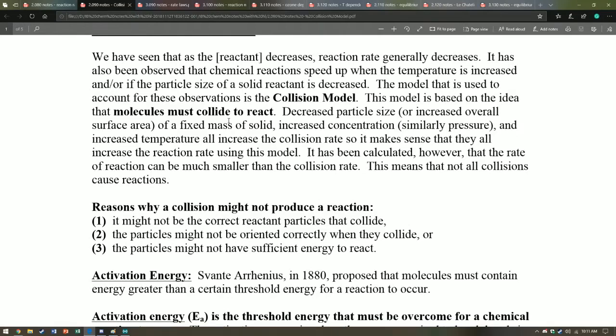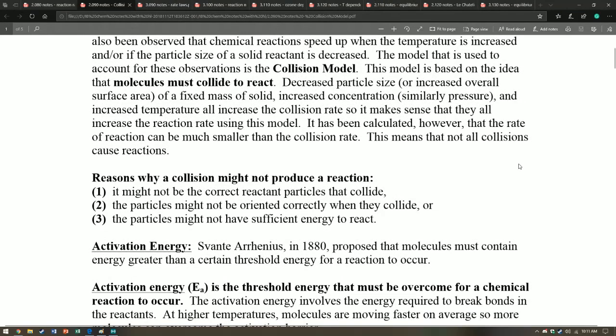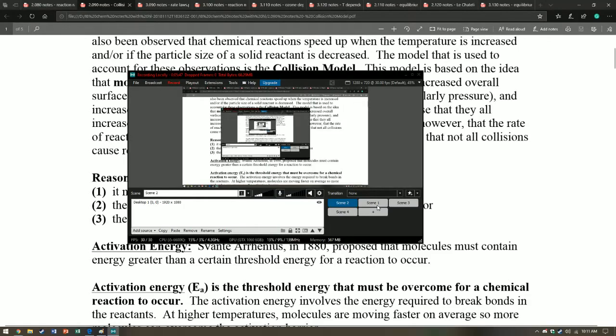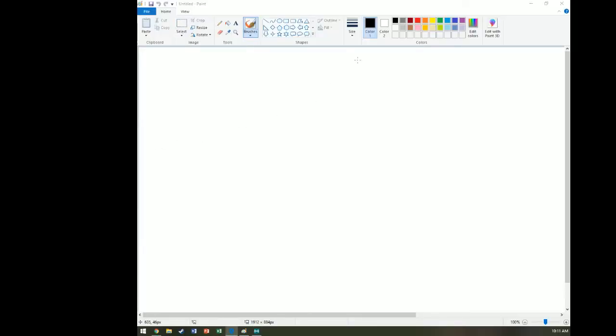So let's first talk about what exactly the collision model is. Let's draw some stuff out on some paper, and let's say we have a black dot and a brown dot. I'm not going to draw a bunch of them, I'm just going to draw one for the sake of explanation.